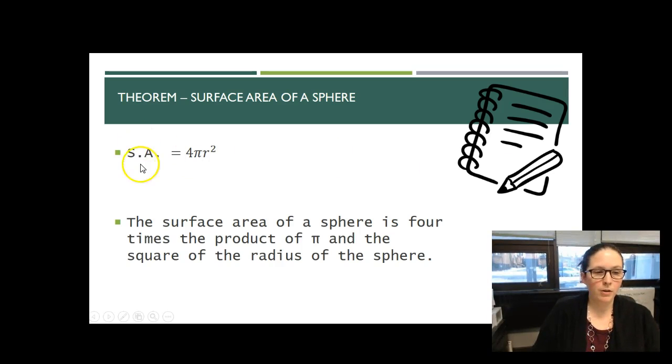So you can see here surface area equals 4 times pi times the radius squared. And it shouldn't surprise you at all, since we're looking for an area formula, that the radius is then squared. So again, the surface area of a sphere is 4 times the product of pi and the square of the radius of the sphere.